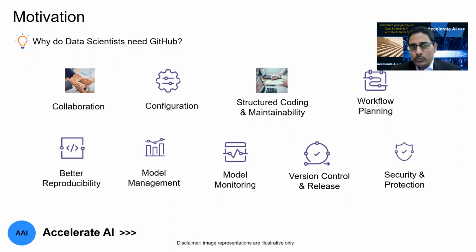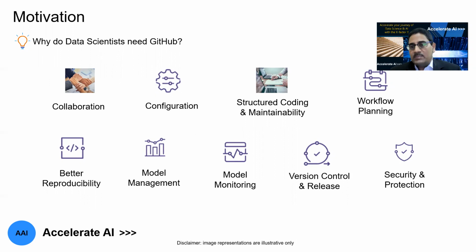Third, a structured coding approach, or a step-by-step approach, and maintainability of it. So we can use GitHub as, of course, a version control system, but much more, gelling with each and every tool and technology platform that we have. Then four, the workflow planning. We will see how effectively we can plan the various environment-wise code movements through that.